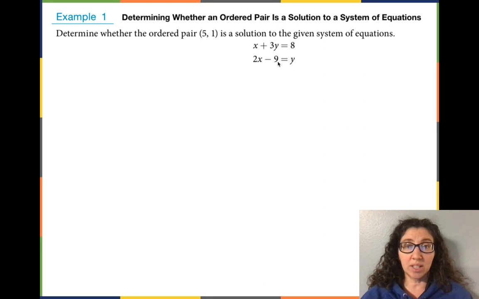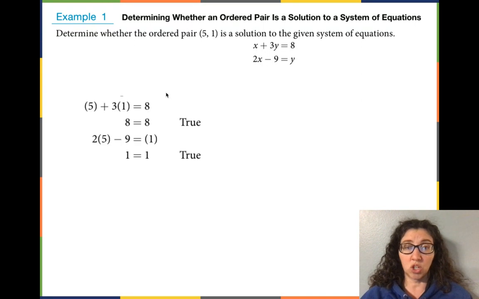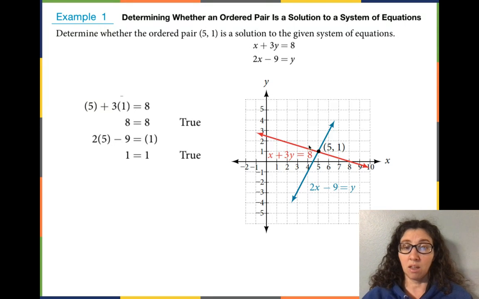So before we figure out how to do it ourselves, determine whether the ordered pair 5, 1 is a solution to this system of equations. To do that, we just put in 5 for x and 1 for y, and we get a true statement for the first equation, and we get a true statement for the second equation. And yes, we can see if we graph these two lines that point is a solution, right? It's the intersection point.